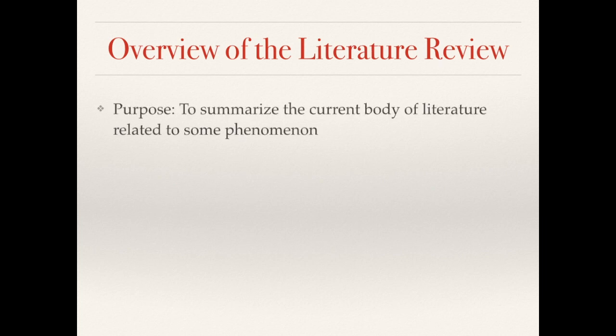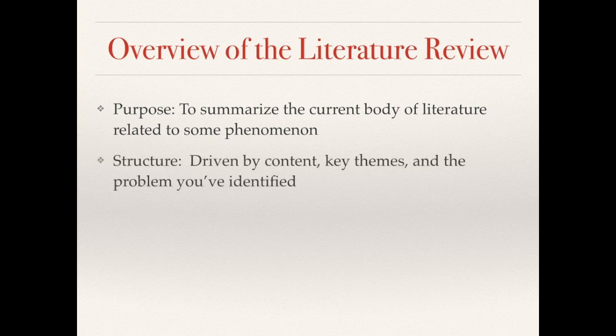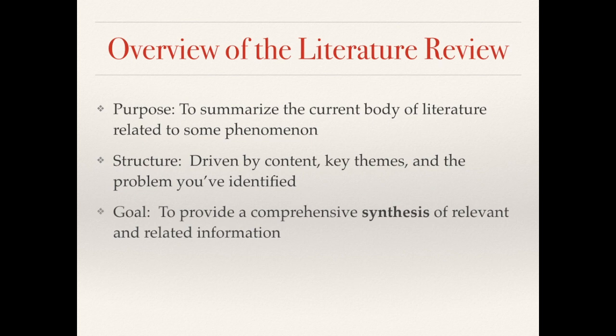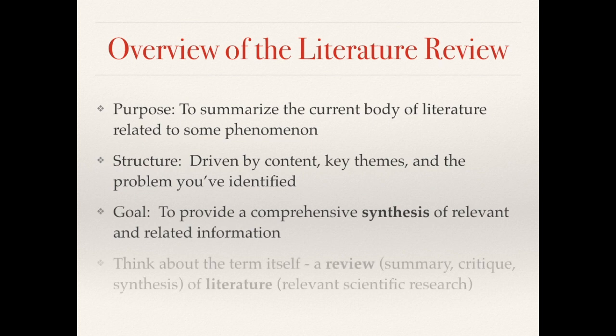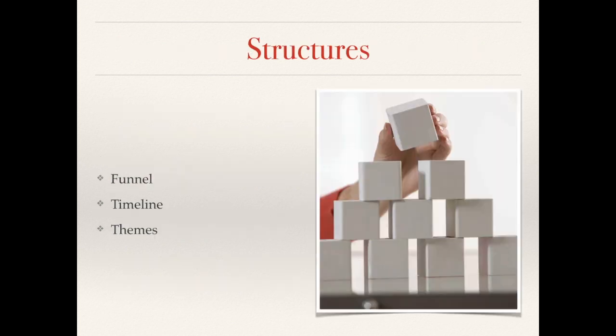Let's get an idea of what a literature review does and what exactly it is. The purpose is to summarize the current body of literature related to some phenomenon, or multiple phenomena. The structure is driven by content, key themes, and the problem you've identified, which we'll talk about in just a moment. The goal is to provide a comprehensive synthesis of relevant and related information. Think about the term itself. It's a review, or a summary, critique, or synthesis of literature, relevant scientific research.